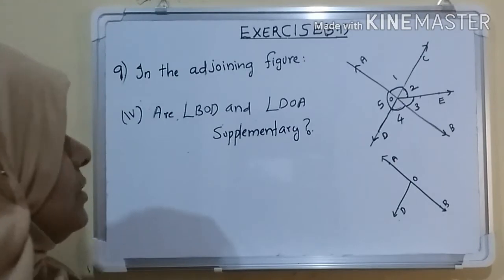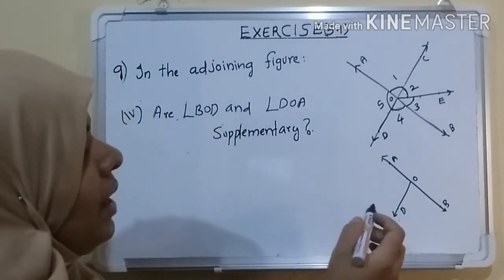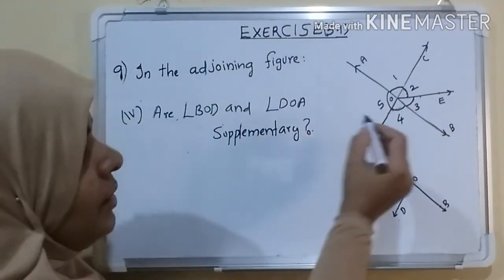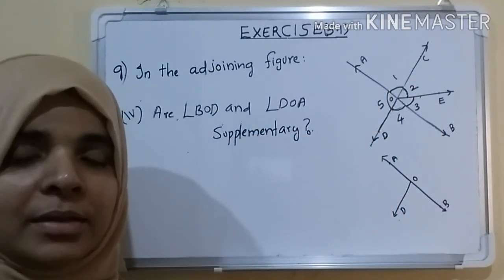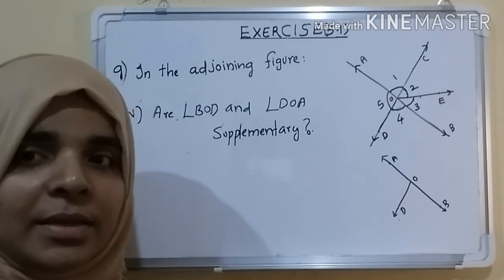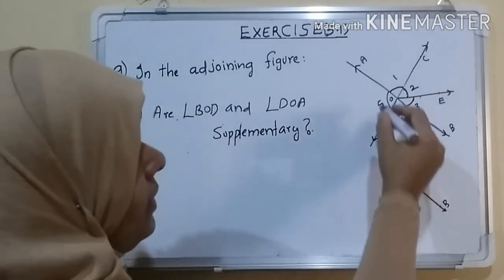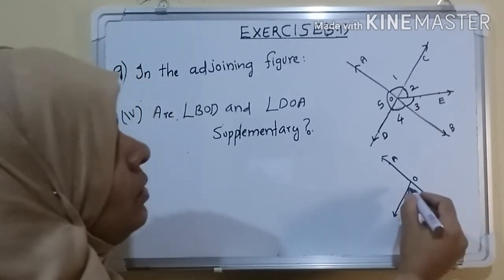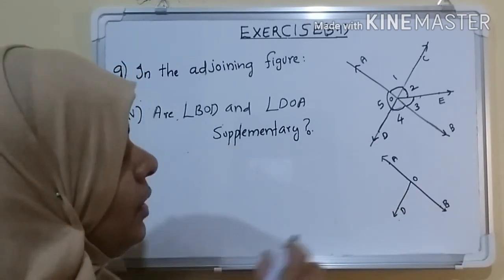Okay. So the fourth question: are angle BOD and angle DOA supplementary? What are supplementary angles? Yes, we know that if two angles are supplementary, then their sum is always 180 degrees. Okay, so for better understanding, I drew this picture here. We have to say whether these two angles are supplementary or not.